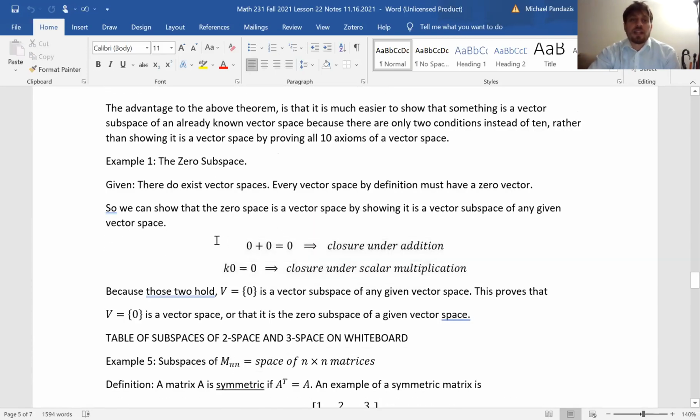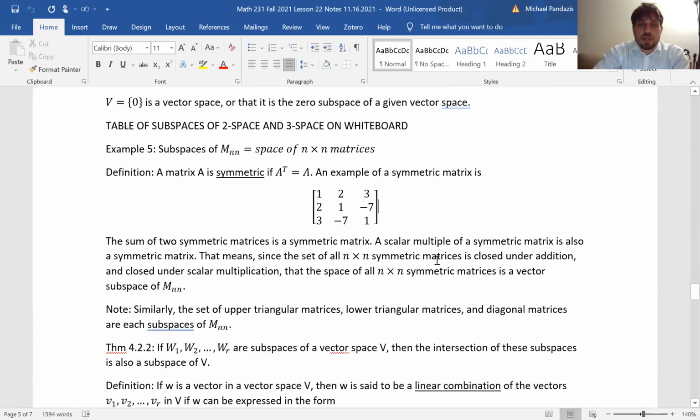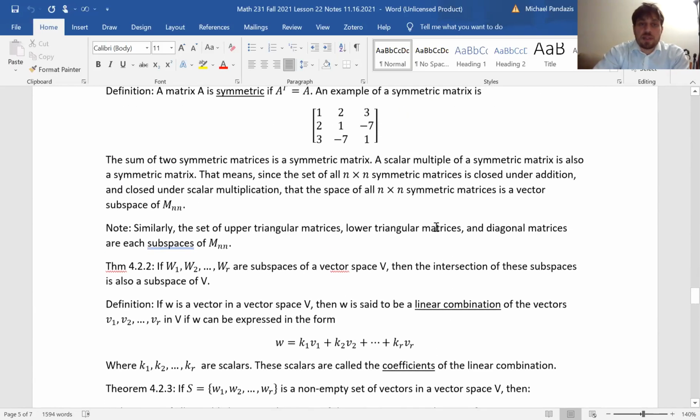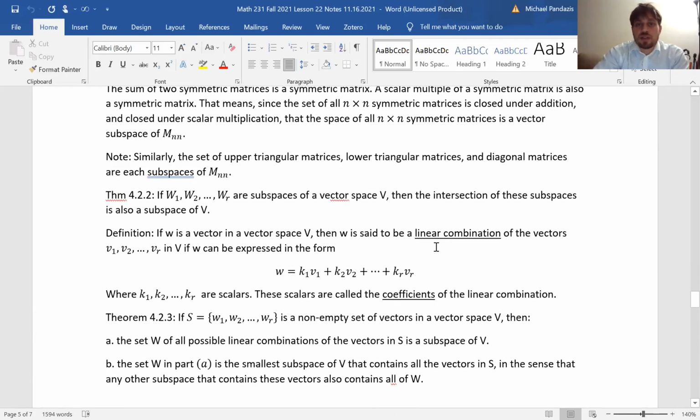Okay. So I showed how the zero vector space is a subspace of any given vector space because every vector space contains 0. We talked about symmetric matrices and how they are vector subspaces of M sub n, and how upper triangular, lower triangular, and diagonal matrices are each subspaces of M sub n. M sub n is the vector space of n by n matrices with standard matrix addition and standard scalar multiplication of a matrix.